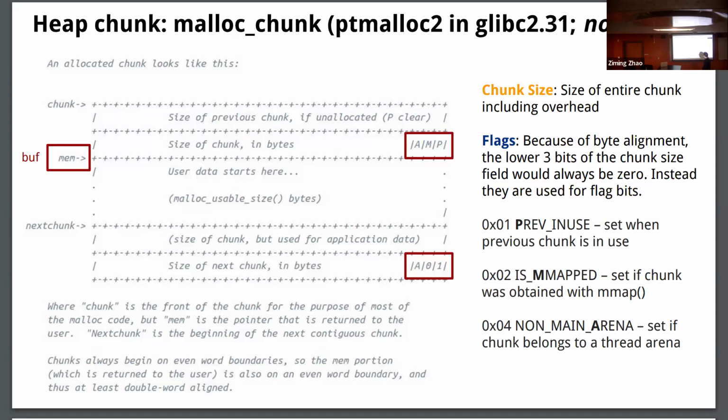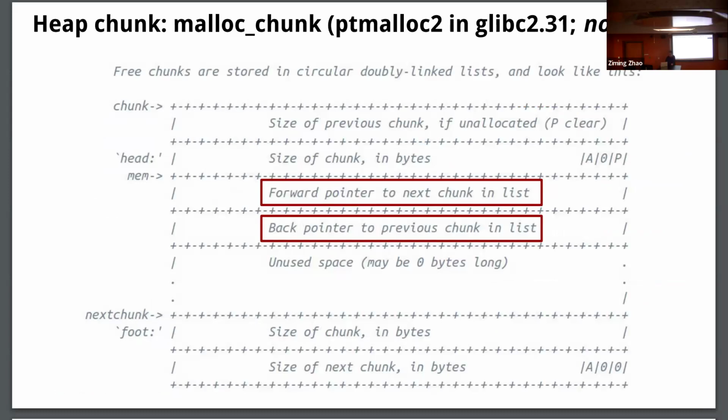So this is the no Tcache version. So when you do malloc, this is what malloc returns to you. Okay. So in the no Tcache version, if this chunk is freed, then after that metadata, we don't have user data, right? We have more metadata. We have the forward pointer to the next chunk in the list and a backward pointer to the previous chunk in the list. Okay.